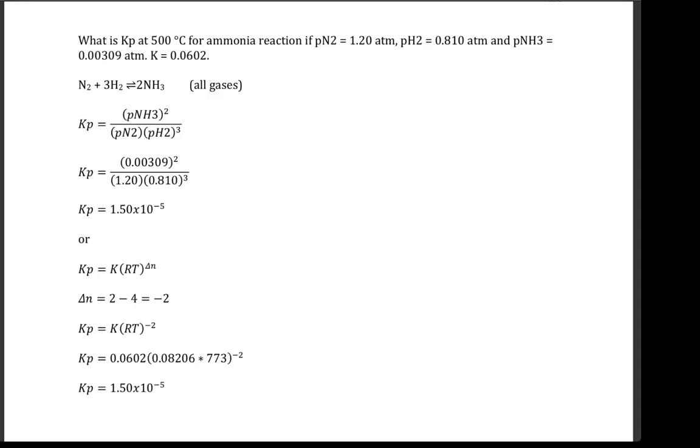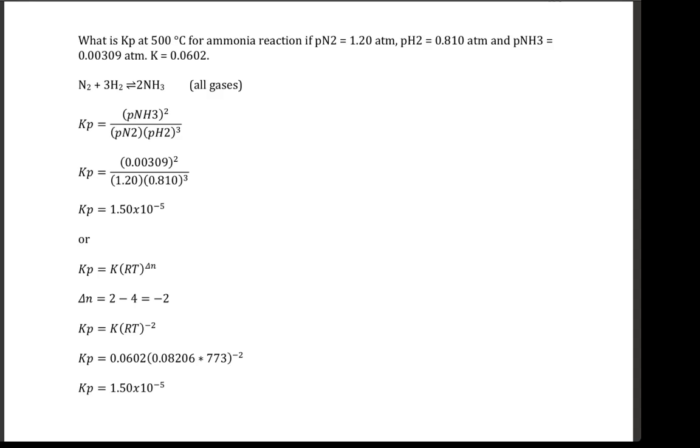So we have N2 plus 3H2 in equilibrium with 2 NH3, all gases. Kp is the pressure of NH3 squared over the pressure of N2 over the pressure of H2 cubed. We were given those pressures, so we put them in, squaring, cubing, and so forth. We get Kp is 1.50 times 10 to the minus 5. Notice it, just like K, has no units.